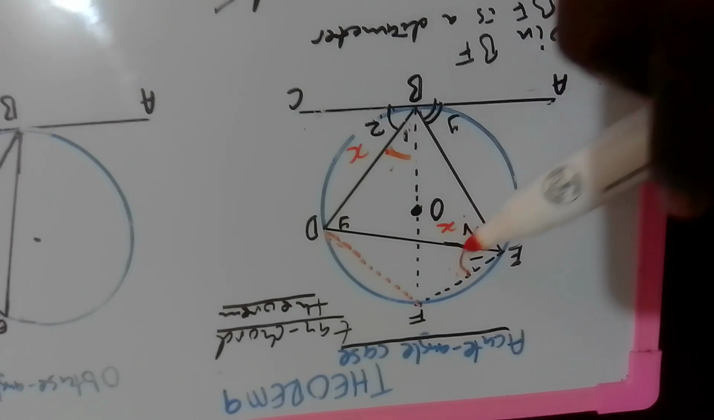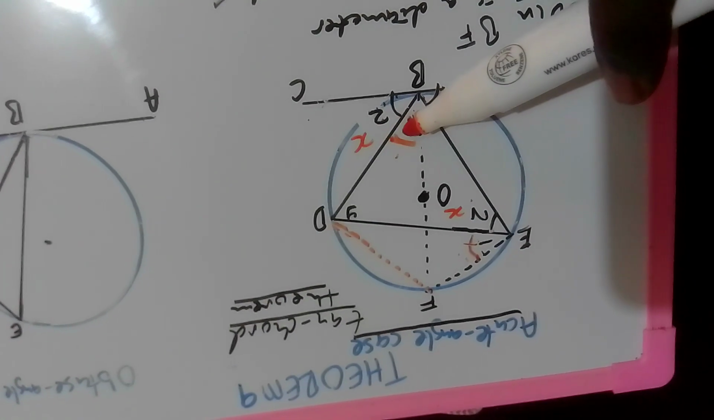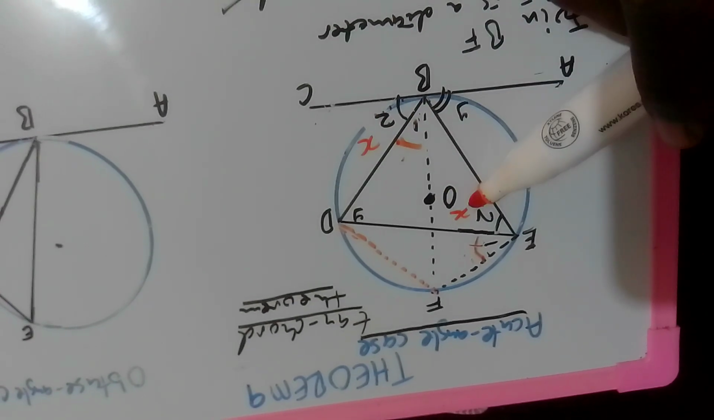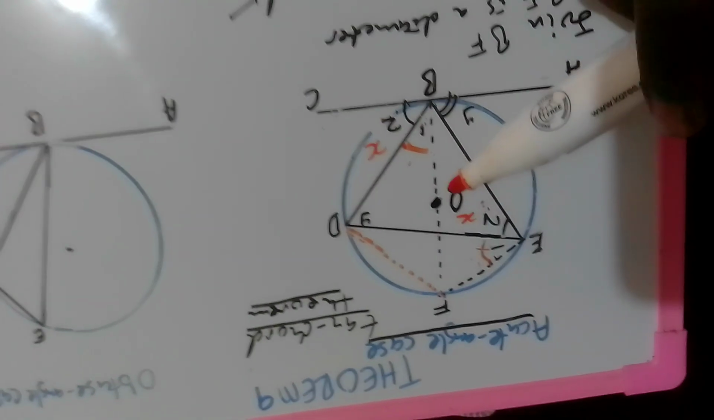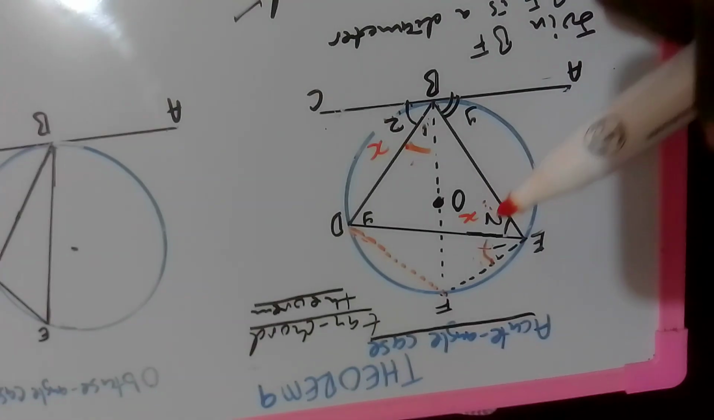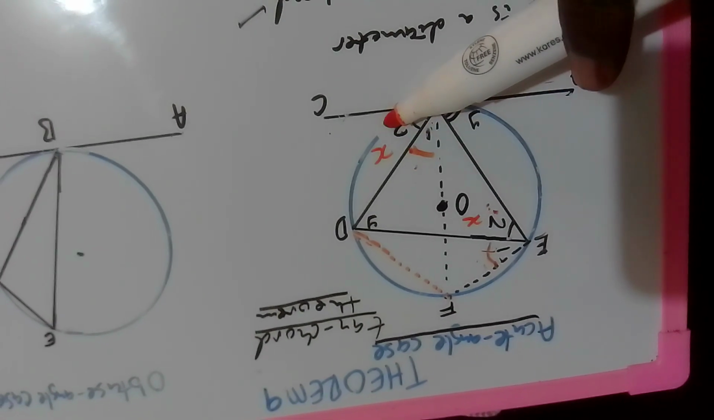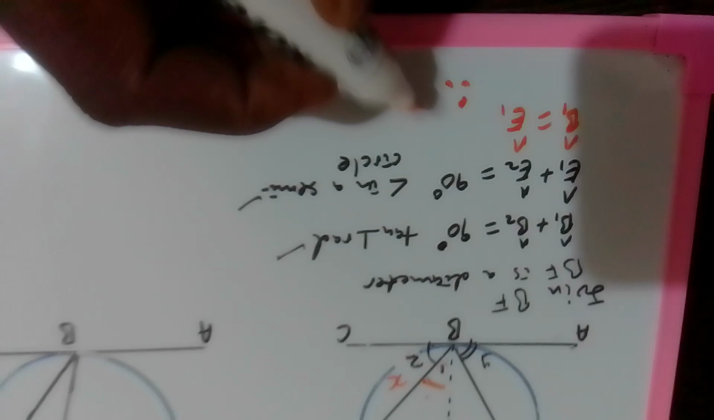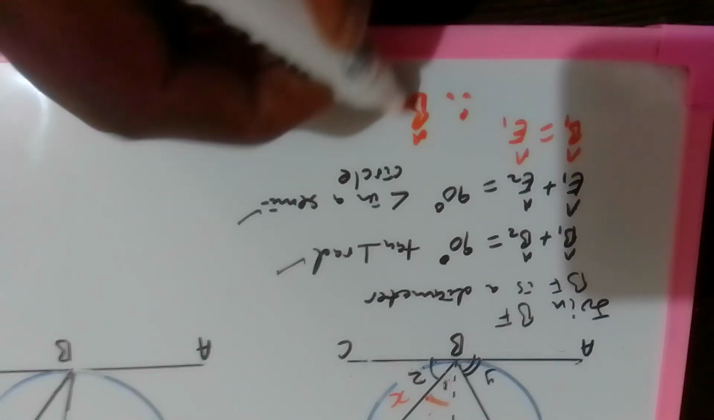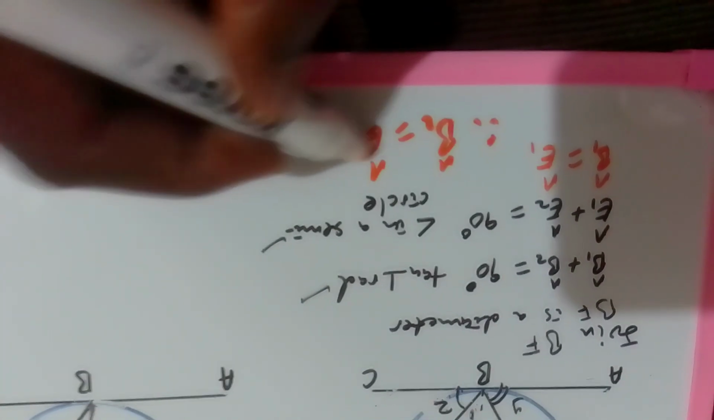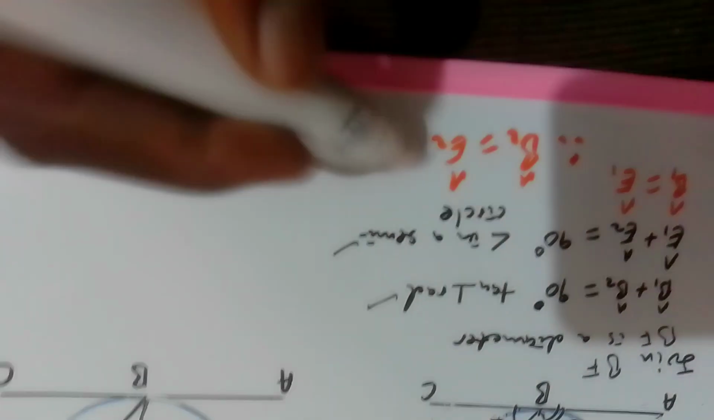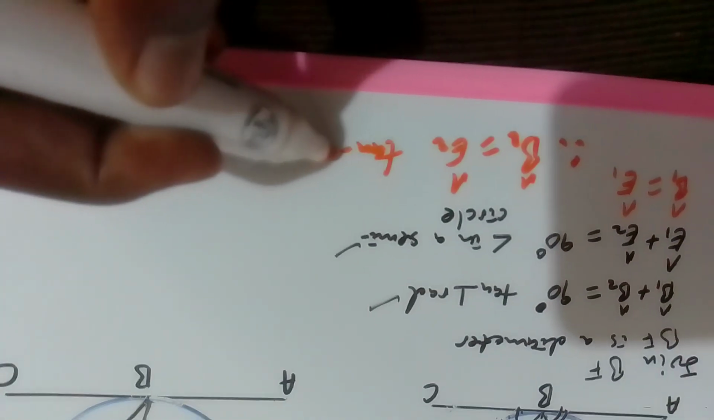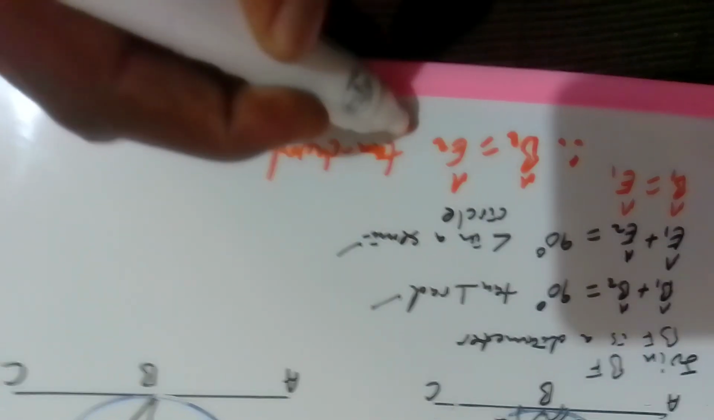So what did we do? We removed this and we removed that, and we are now left with these two angles. Because prior to that, I had proved that they are equal, it now means that angle E2 is equal to angle B2. So now I come and I conclude that, therefore, angle B2 is equal to angle E2. And my reason, I say Tan-Chord Theorem.